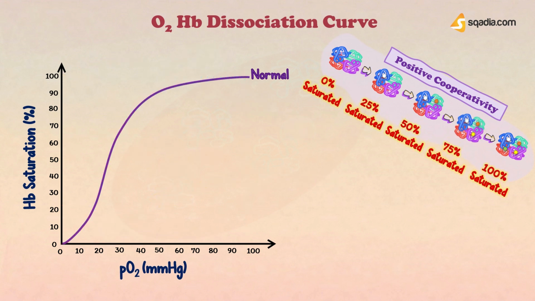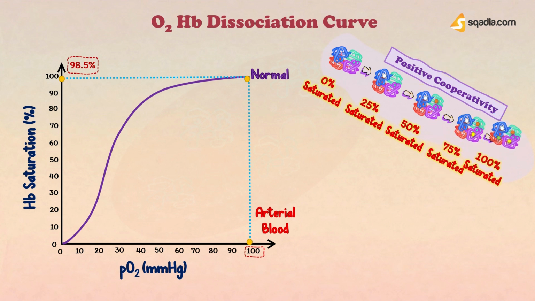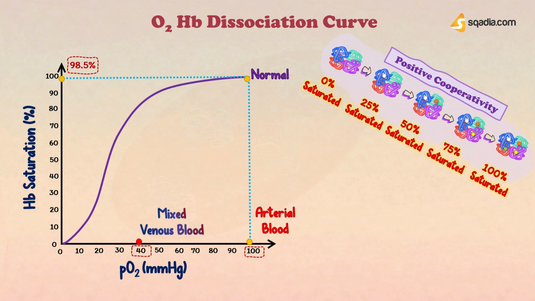If we consider the arterial blood as an example, we know that the partial pressure of oxygen in arterial blood is 100 millimeters of mercury. Hemoglobin is about 98.5% saturated. That is almost fully saturated, because oxygen is bound to all 4 heme groups on almost all hemoglobin molecules. But in mixed venous blood, where partial pressure of oxygen is 40 millimeters of mercury, hemoglobin is 75% saturated, which means that, on average, 3 of the 4 heme groups on each hemoglobin molecule have oxygen bound.